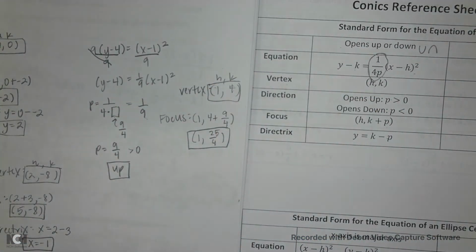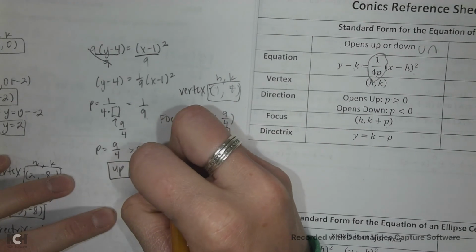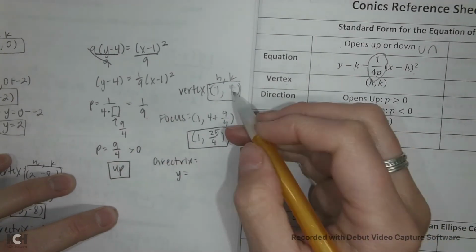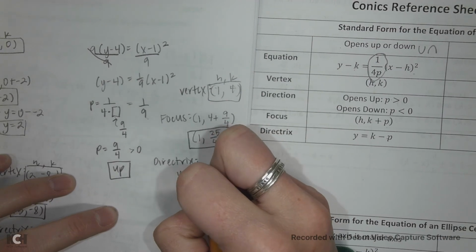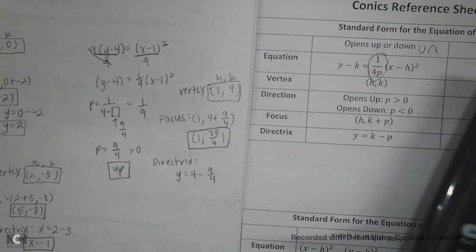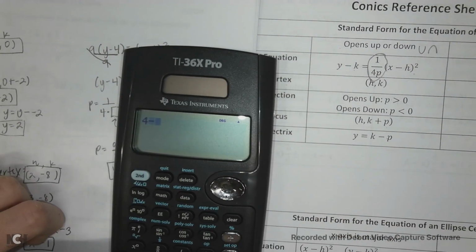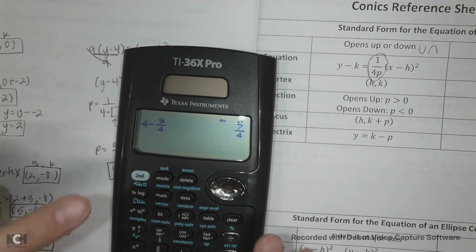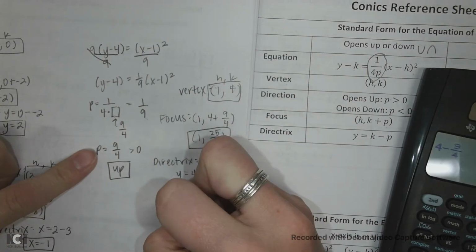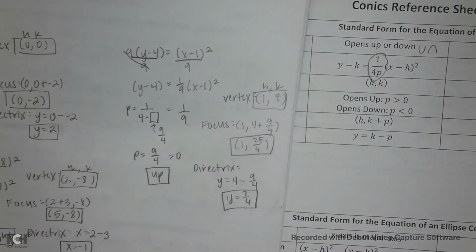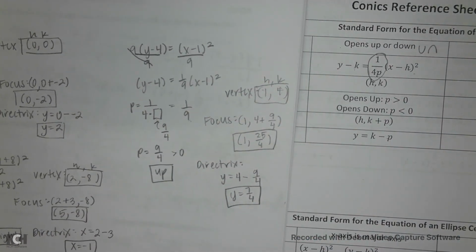And then the directrix is Y equals my K, which is 4, minus my P value, which is 9/4. So again, we can do this in the calculator. 4 minus 9/4. You should use the fractiony boxy button so it keeps your answers as a fraction, which is 7/4 as my directrix.